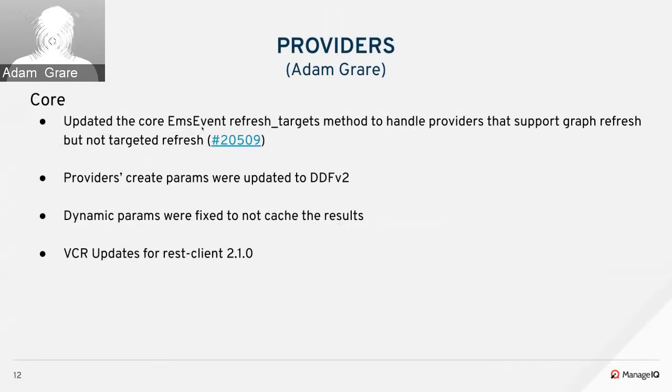We also updated VCR cassettes for the new REST client 2.1.0. They're using some built-in compression from the HTTP gem, so they don't do their own gzip compression, which changed what the values for the VCR spec tests were. So we're now up to REST Client 2.1, which is the current one, and all the providers that use REST Client have their VCRs updated. Next slide.